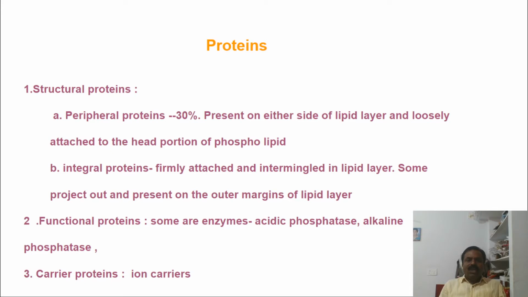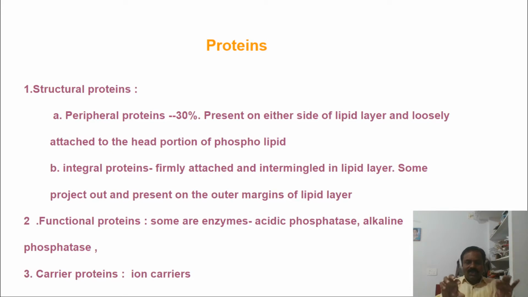Proteins. Here three types of proteins are there in the plasma membrane. One is structural proteins, the second is functional proteins, and the third is carrier proteins. Structural proteins means they are involved in the structure of the plasma membrane. They are the building blocks of the plasma membrane. The structural proteins are two types: peripheral proteins and integral proteins.